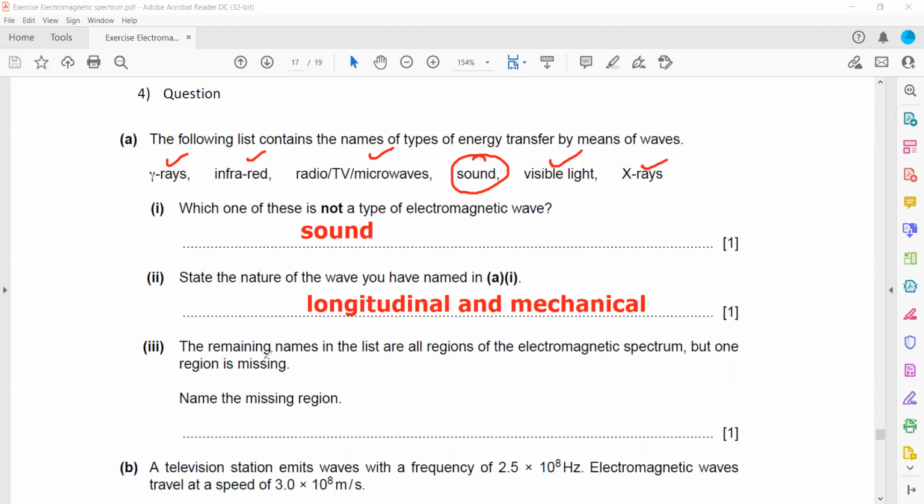The remaining names in the list are all there, but one of the names is missing. What is missing here? We have gamma, infra, radio, visible, ultraviolet, but what is missing? UV or ultraviolet is missing here.